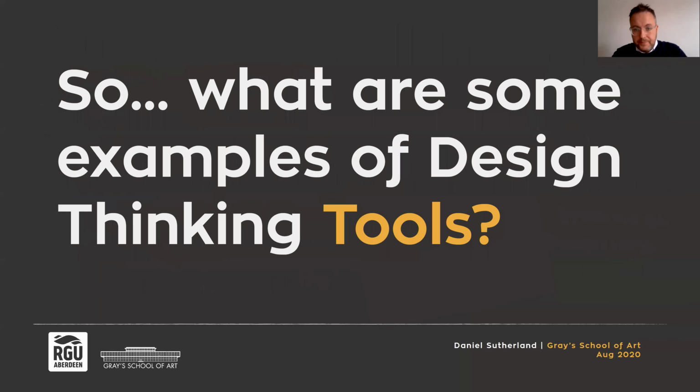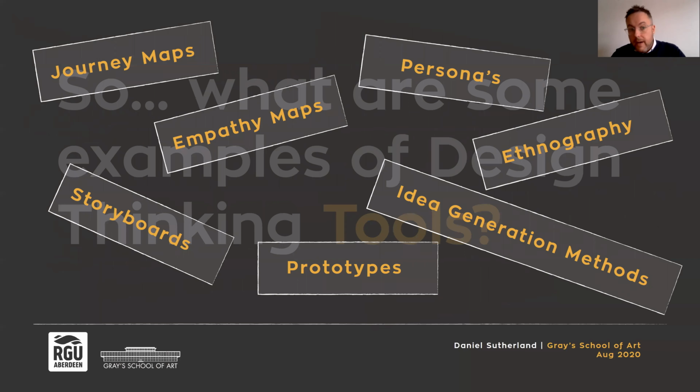And some examples of tools that are out there are things like journey maps, empathy maps, personas, idea generation methods, prototypes. Prototypes are not always physical objects. Sometimes they can be storyboards. Sometimes they can be a map of an experience that someone might have within a space or a place. And very quickly you can ideate and prototype a potential solution to something through a storyboard. It doesn't need to be a physical object.